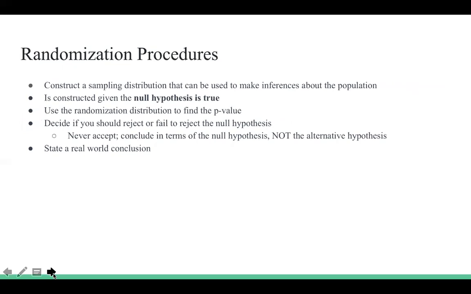Okay, so constructing a sampling distribution can be used to make inferences about the population. So we construct this randomization distribution given that the null hypothesis is true. We can use this distribution to find our p-value, and then once we find our p-value, we can decide whether we want to reject or fail to reject the null hypothesis. So this is really our decision here.